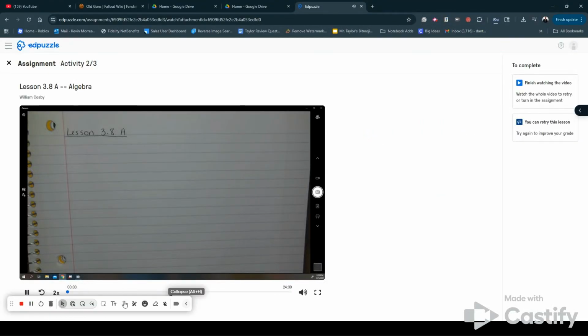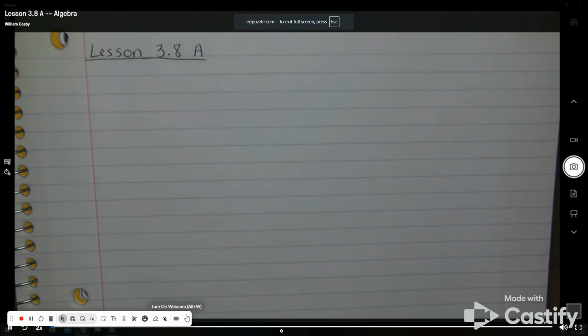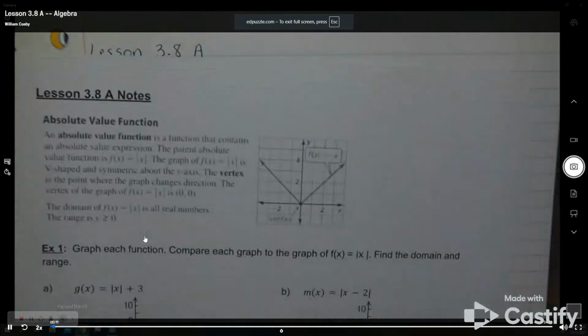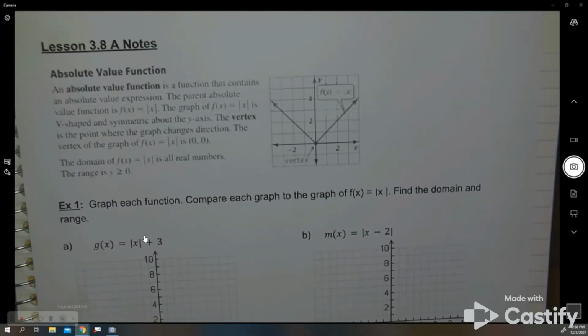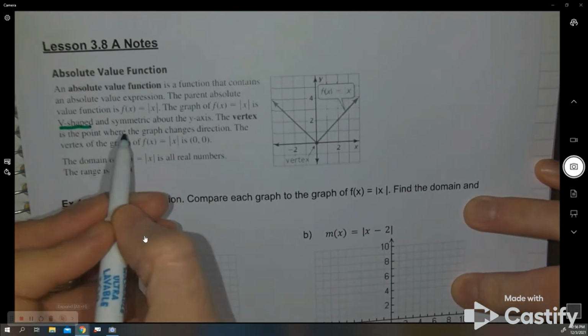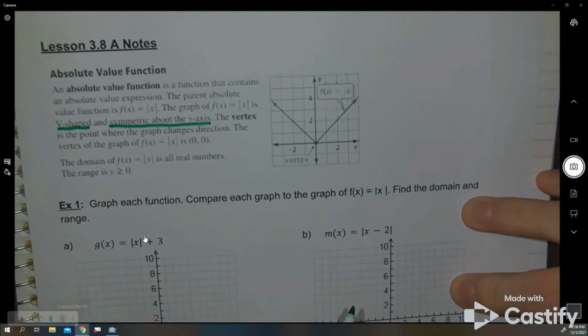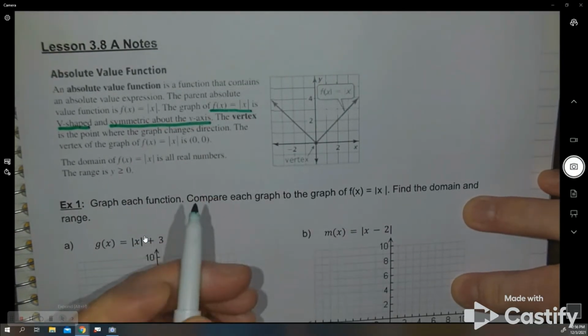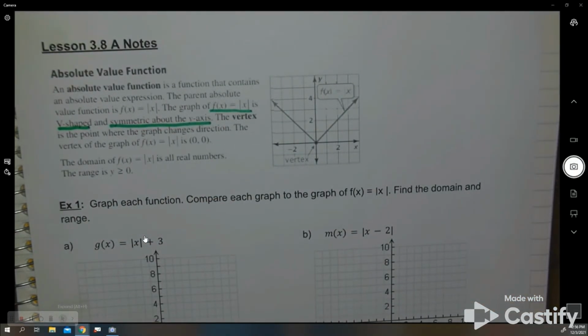In 3.8a, in this lesson, we're going to be talking about absolute value functions. And an absolute value function is basically a function that has an absolute value in it. A couple of things I want to point out to you. In an absolute value function, the graph is V-shaped. It's also symmetric about the y-axis. So specifically for f of x equals absolute value of x, that one is symmetric on the y-axis. Now, some of them you're going to find are still symmetric, but not necessarily on the y-axis. But they're always V-shaped if they are absolute value.